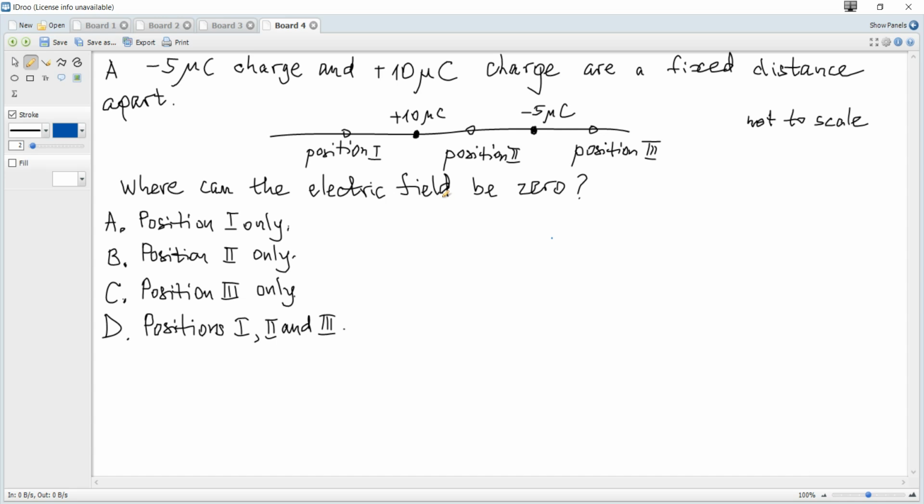Let's consider a very common question about charges and the electric field. It is given two charges, and the question is where can the electric field be zero? What should you know about the electric field strength?